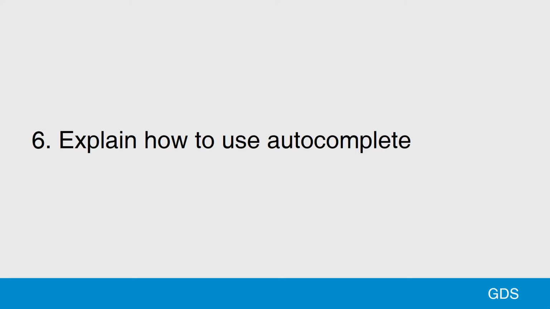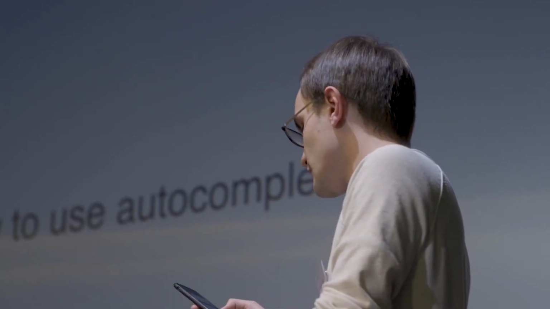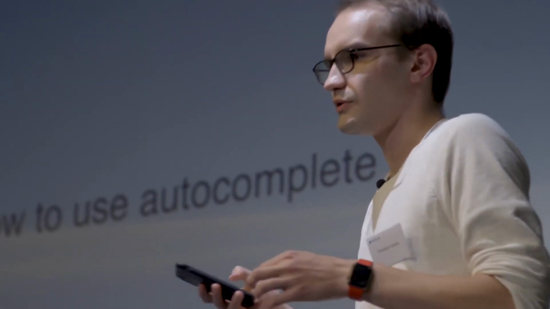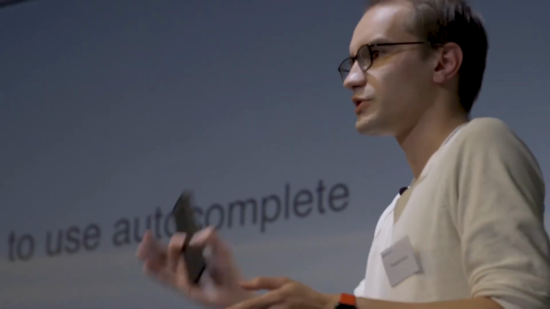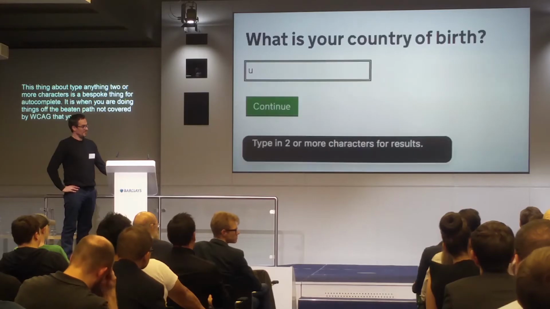So you'll notice that the autocomplete repeats the instructions from earlier. So this thing about typing in 2 or more characters is a bespoke behavior of this autocomplete. So it's crucial when you're doing things kind of off the beaten path, which is potentially not covered by WCAG or ARIA, that you make sure the users are aware of whatever bespoke behavior you have.